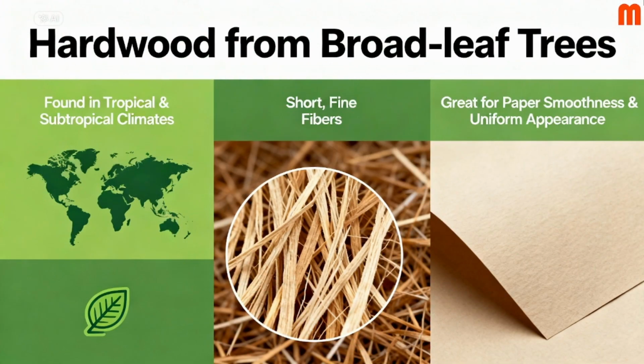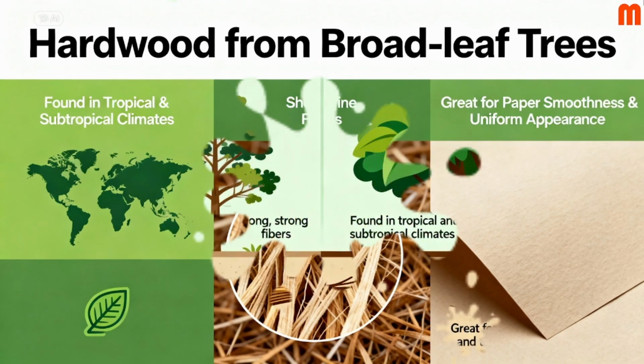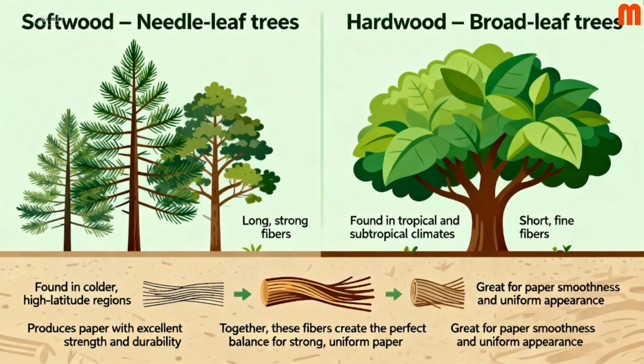Hardwood, broadleaf trees, found in tropical and subtropical climates. Short, fine fibers, great for paper smoothness and uniform appearance. Together, these fibers create the perfect balance for strong, uniform paper.